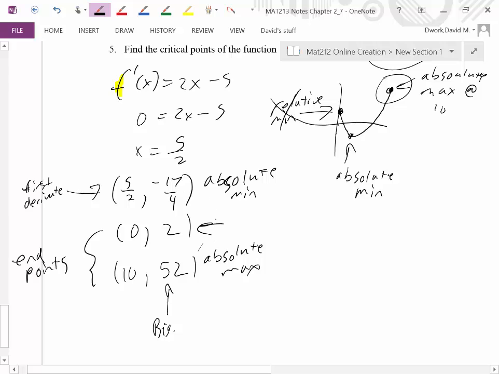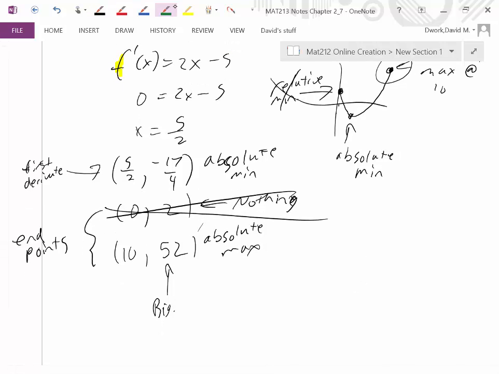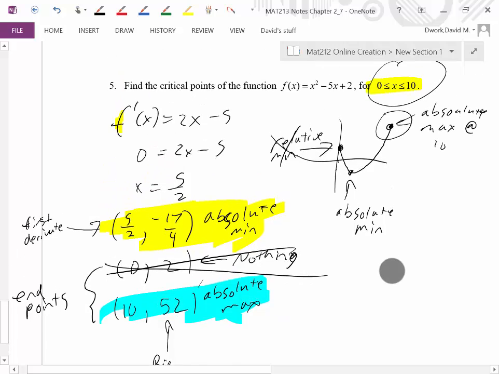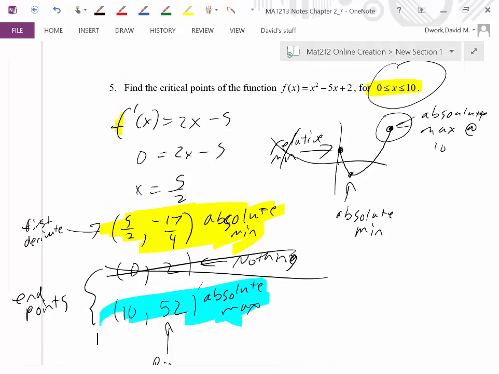If it's something in the middle and it came from a derivative, then it would be a local min or max, and you'd have to use your second derivative or your number line test to test that. But if it didn't come from a derivative, it came from the endpoint like this one, then it is a big fat nothing. We don't care about it. So there's your answers for this problem. We have one right here at 5 halves, negative 17 fourths, an absolute min. And then at 10, 52, we have an absolute max, and that is all she wrote.